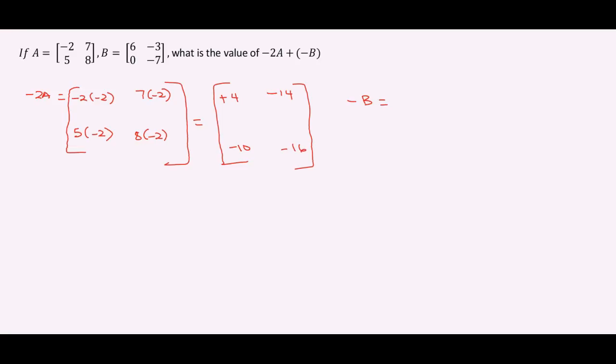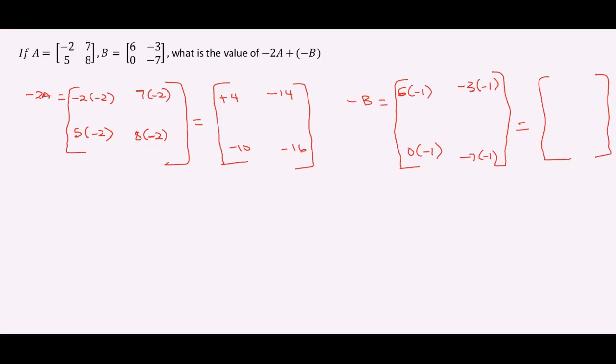And then negative B is going to be multiplying each of the terms by negative 1. So we have 6 multiplied by negative 1, 0 multiplied by negative 1, negative 3 multiplied by negative 1, negative 7 multiplied by negative 1. So this is going to give us our final matrix of negative 6, 3, 0, 7.